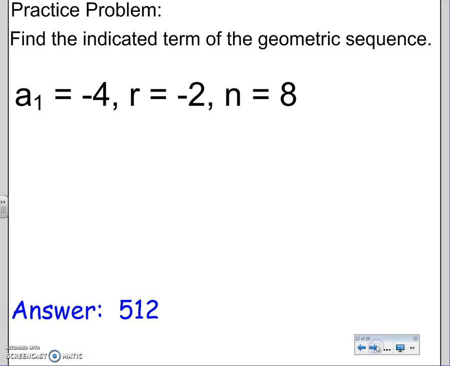All right, I'll leave y'all with this practice problem. Find the 8th term of that geometric sequence. There's the answer. Hope you can get it.